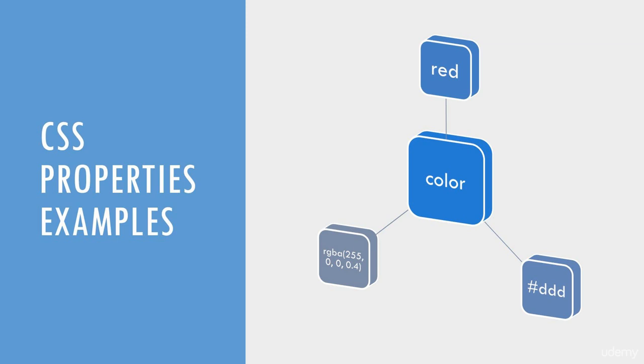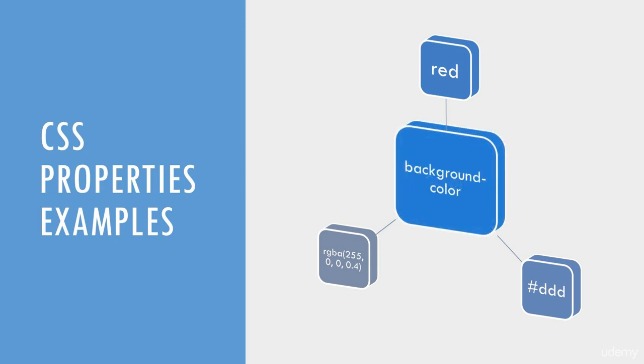Another CSS property we'll consider is background color. This defines the background color of the element you're styling. You have the same possible values here, so we won't go through those.